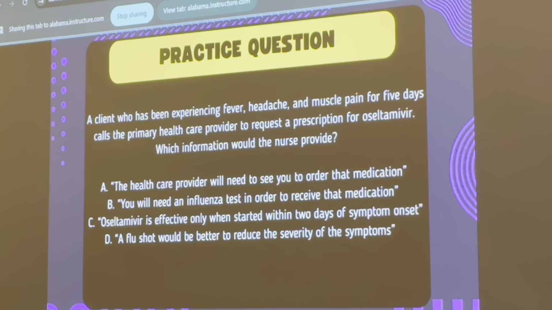Some other education we could also tell our patients. What if our symptoms progress? What could it progress to? Pneumonia. Good. And so we need to talk about the signs and symptoms of pneumonia. And we're actually going to talk about pneumonia here in just a minute.